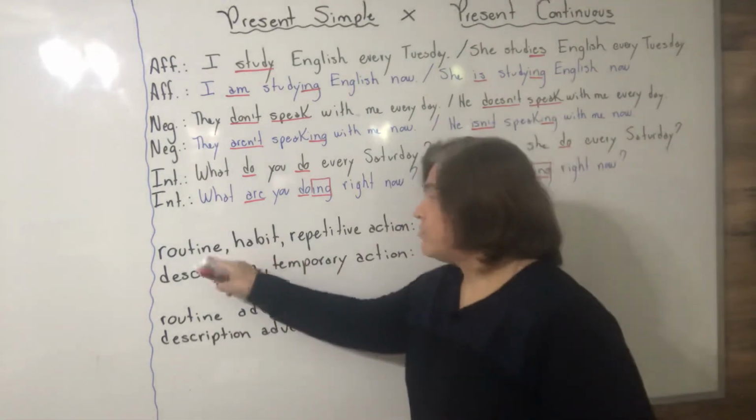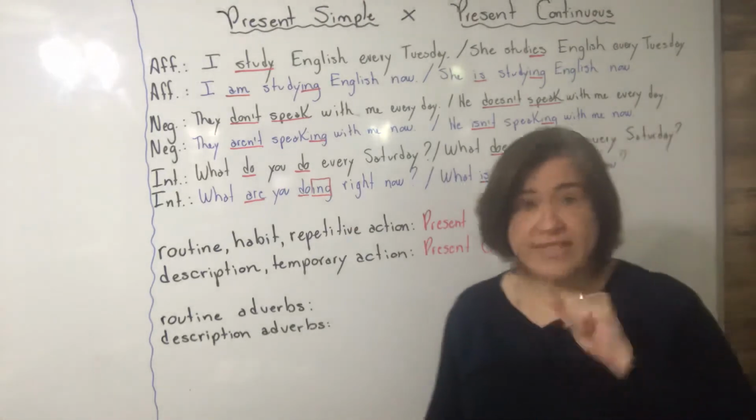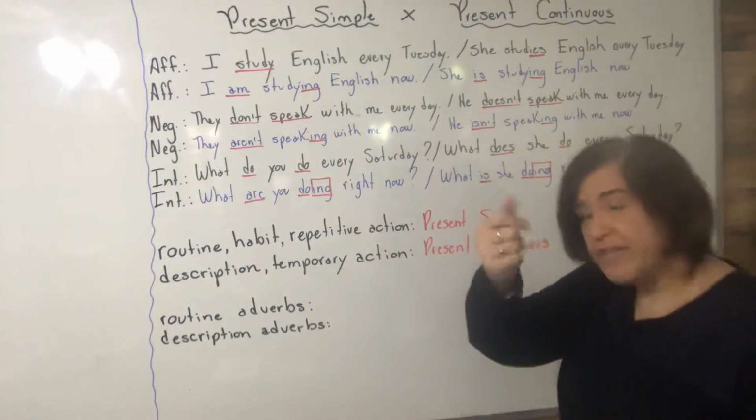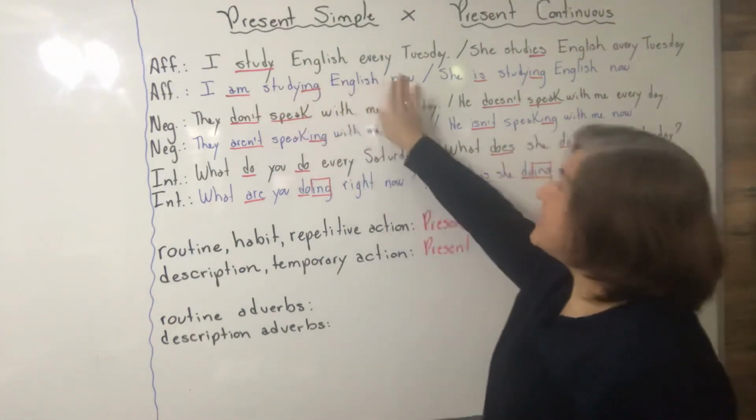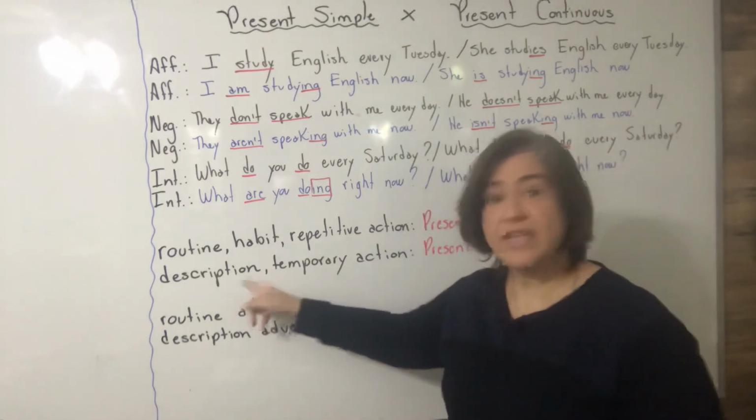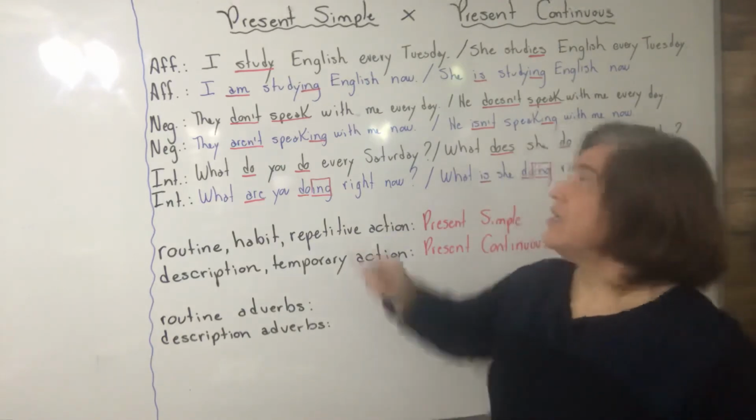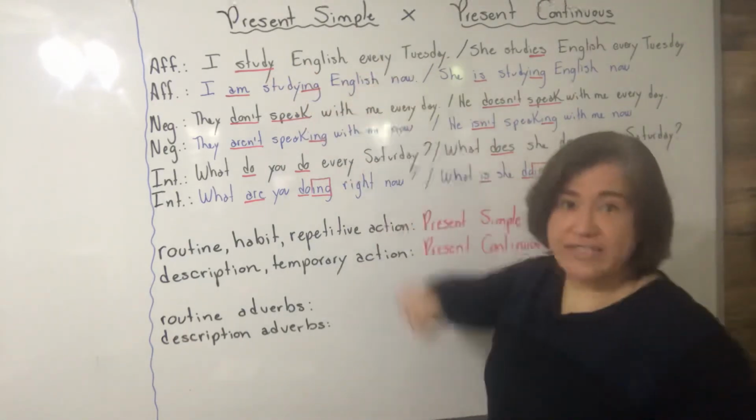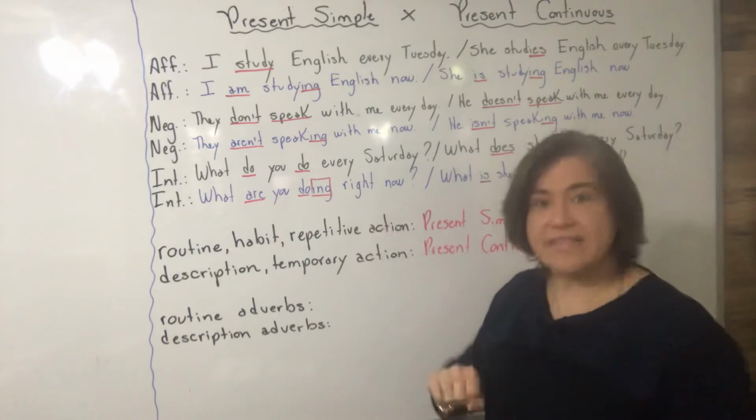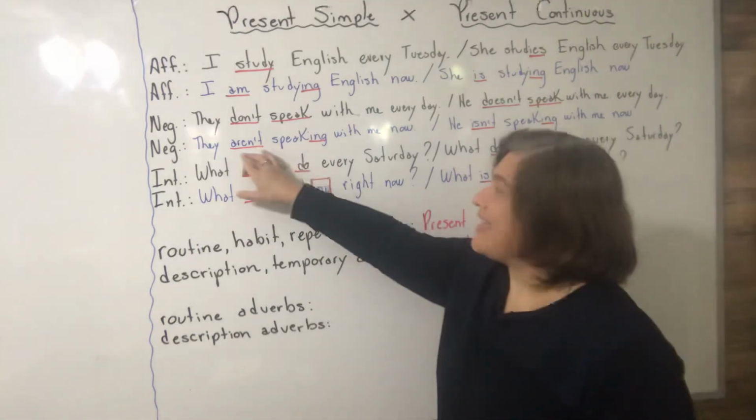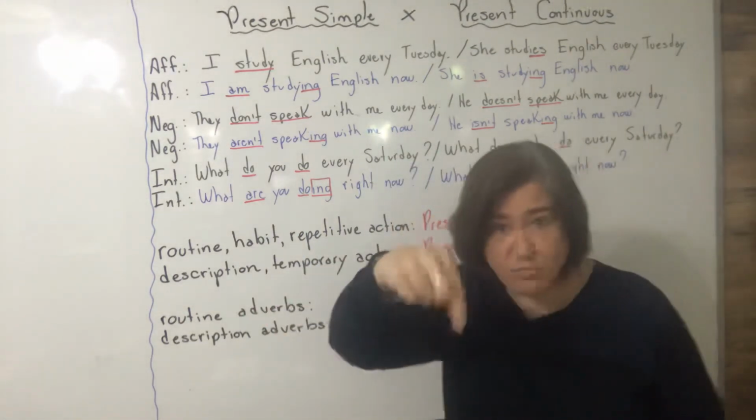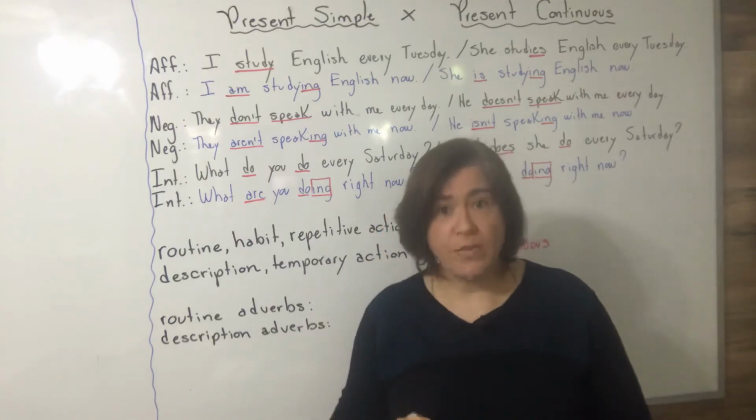So, routine, habit, repetitive actions, present simple. Description, temporary action, present continuous. Come here, look. I am studying English now. Now you are describing a temporary action. I study English every day. I study indicates a routine, a repetitive action, okay? They aren't speaking with me now. It's a description of the moment. This moment, they aren't speaking with me.